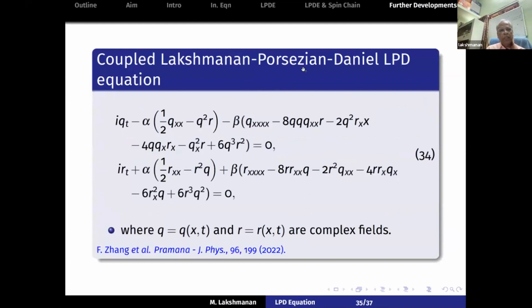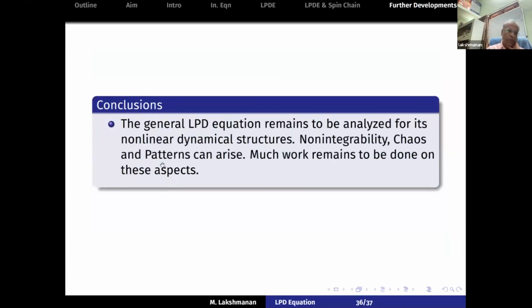One can consider coupled LPD equations of different orders. For example, two coupled Lakshmanan-Porsezian-Daniel equations of this particular form have been analyzed in recent times, but even three coupled, and n coupled equations have been analyzed. Their Lax forms, eigenvalues, etc., have been worked out, and the underlying solution structures deduced. So one finds the LPD equation drawing considerable attention among the nonlinear optics and magnetism communities, and it is being generalized in different directions.